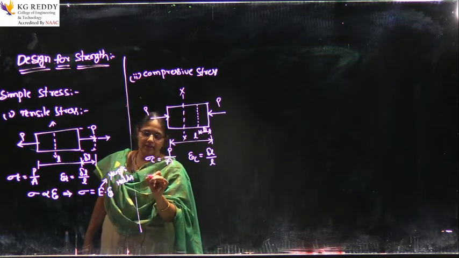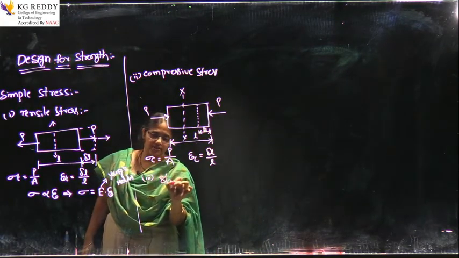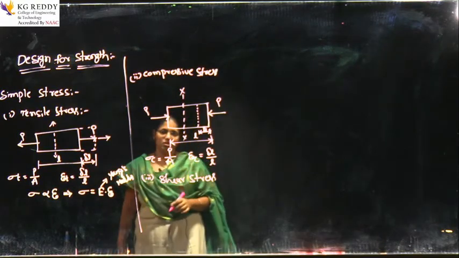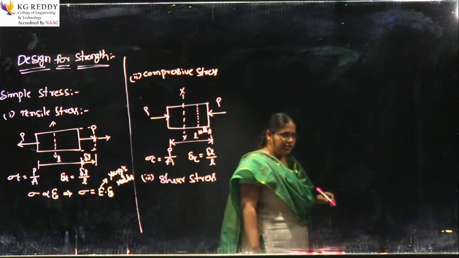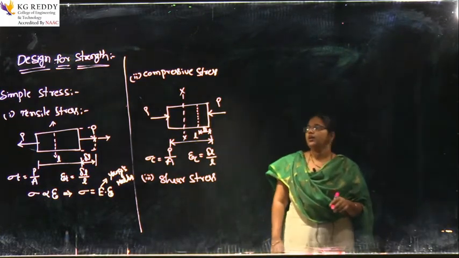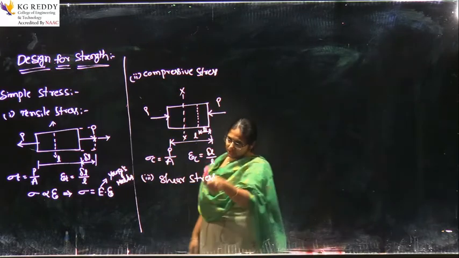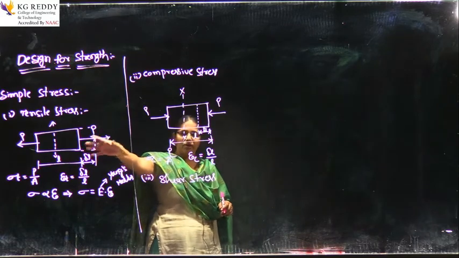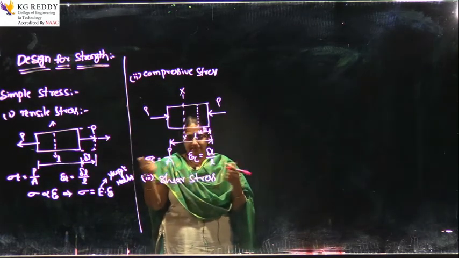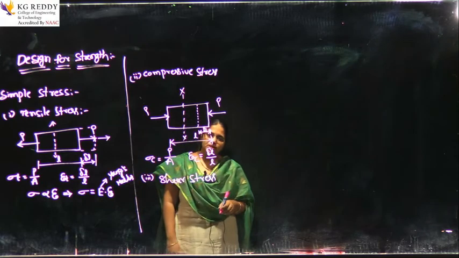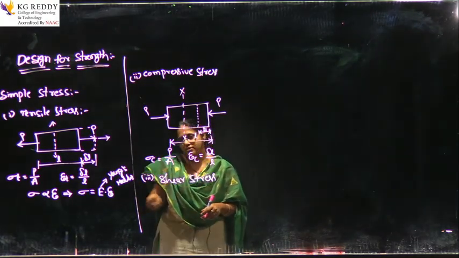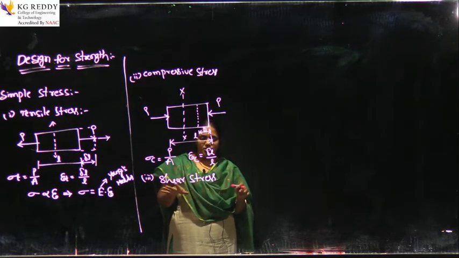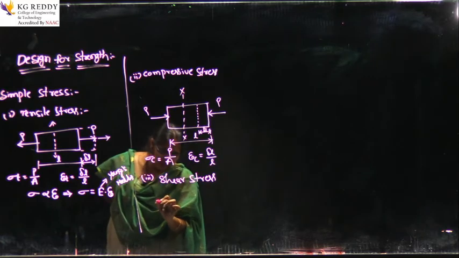And one more is shear stress. What is the difference between the normal stresses like tensile stress and compressive stress, and shear stress? In the normal stresses we apply the load on the bar element axially, but in the case of shear stress, the major difference is that we apply the load in the tangential direction itself. Let me take one simple bar element again.